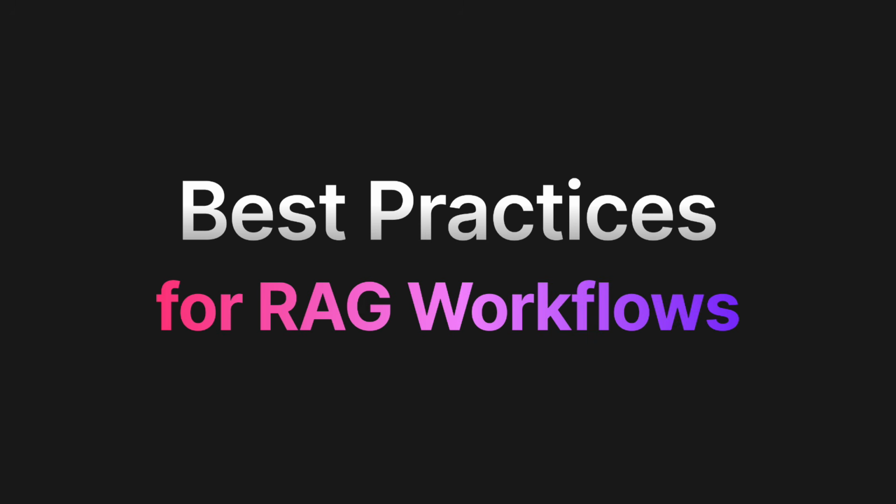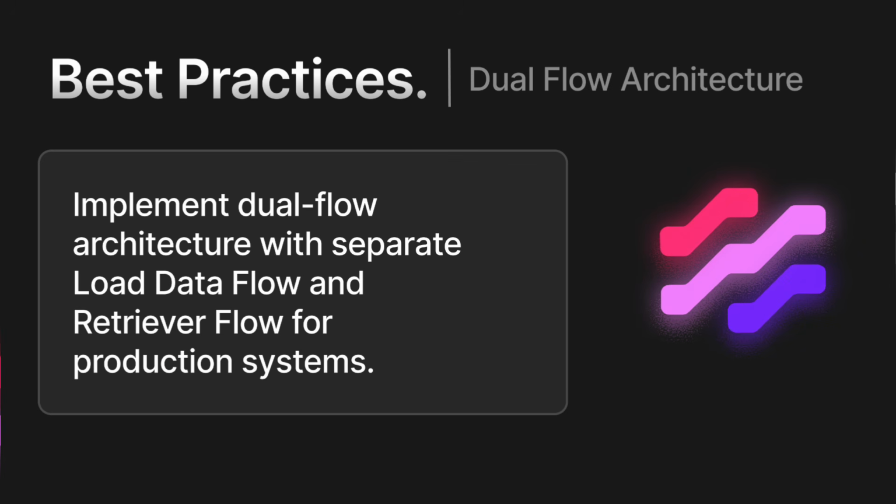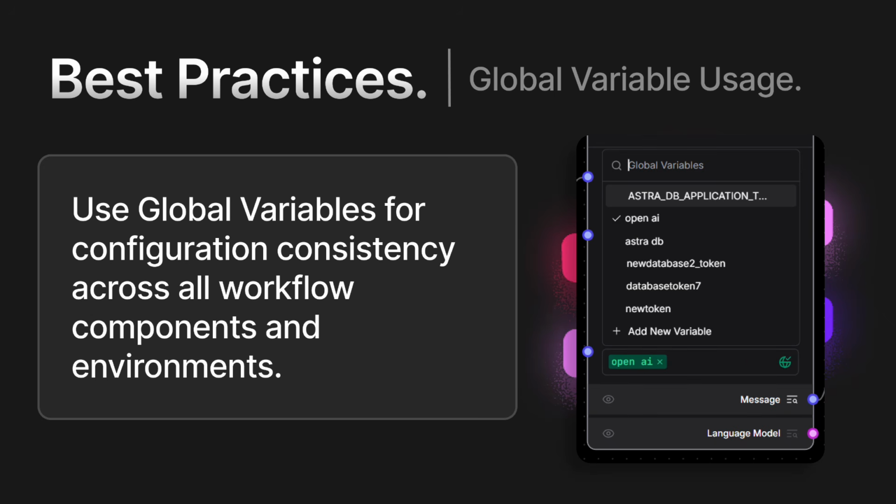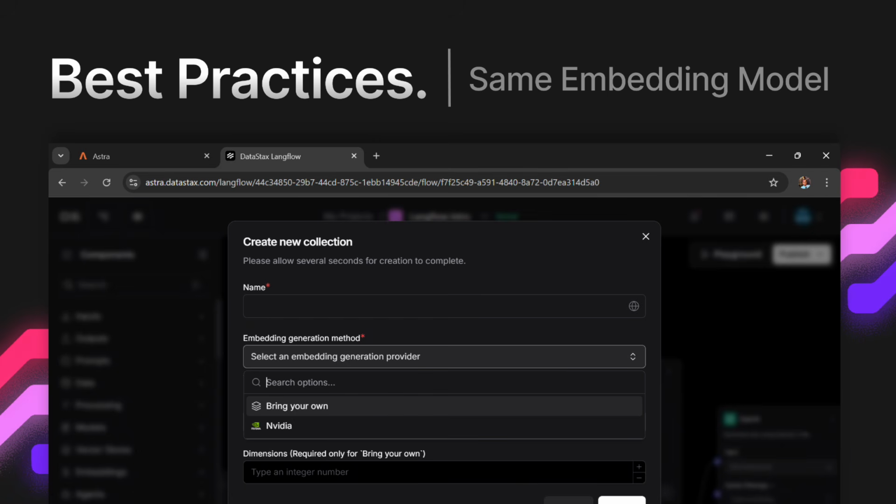Here are the best practices for you to follow when implementing RAG workflow in Langflow. Implement dual flow architecture with separate load data flow and retrieval flow for production systems. This separates data ingestion from query processing, enabling independent scaling and maintenance. Use global variables for configuration consistency across all workflow components and environments. This enables easy configuration management and prevents inconsistencies between development and production deployment. Use the same embedding model for both document ingestion and query retrieval phases to ensure vector compatibility.